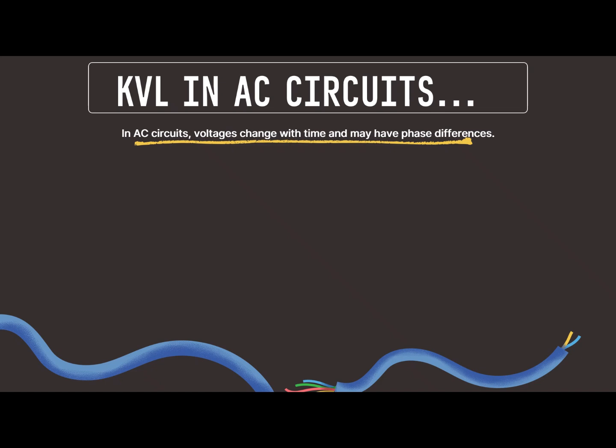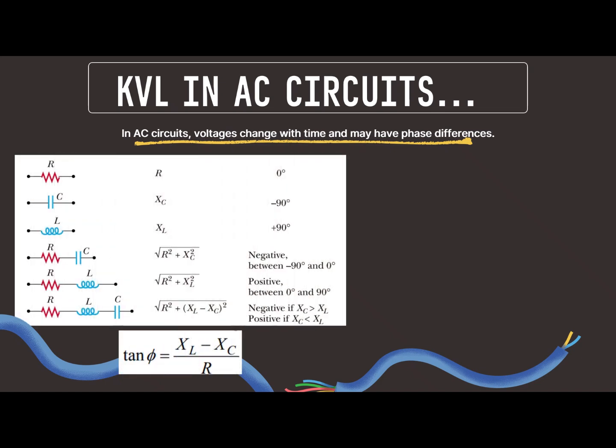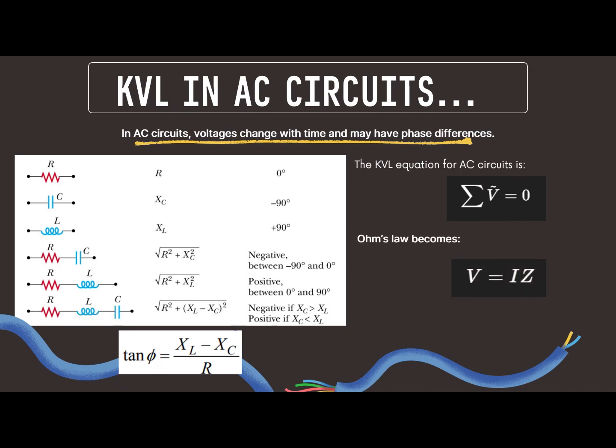In AC circuits, voltage and current change continuously with time, meaning voltages cannot be added directly like in DC circuits. Instead, AC circuits use phasors and impedance. The AC form of KVL is written as: in AC circuits, Ohm's law becomes V equals IZ, where Z represents the impedance.